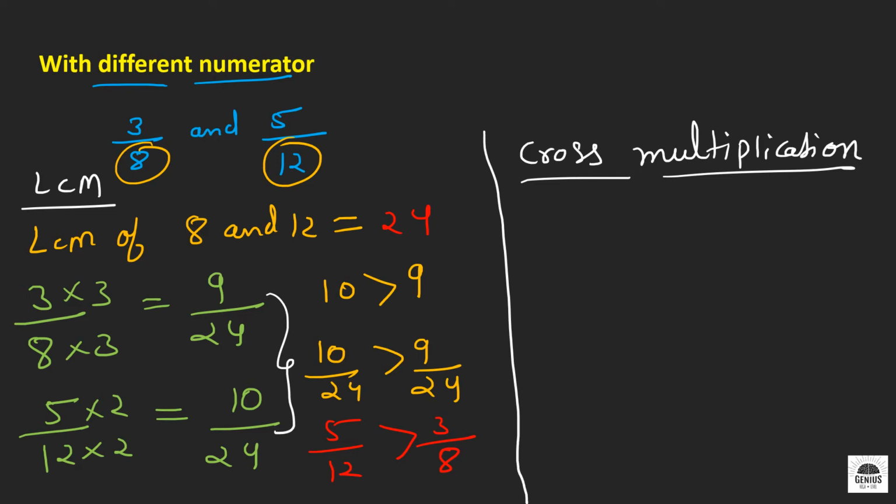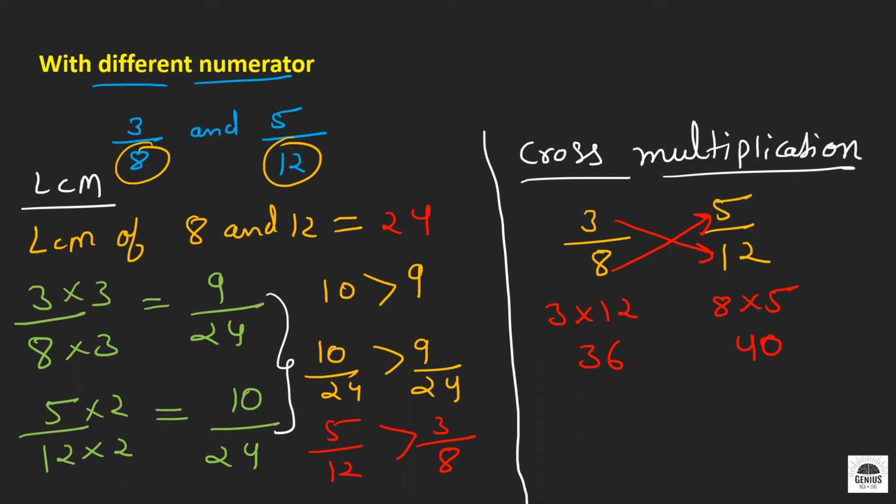Now we will do it by the cross multiplication method. First we will write down both numbers, 3 by 8 and 5 by 12. We start by multiplying the numerator of the first fraction with the denominator of the second fraction. So we multiply 3 into 12 and we get 36. Now we multiply the denominator of the first fraction with the numerator of the second fraction. So 8 into 5 is equal to 40. Now 40 is greater than 36, so 5 by 12 is greater than 3 by 8.